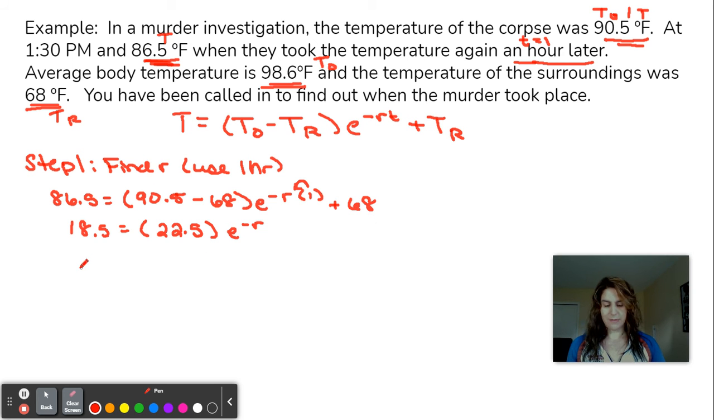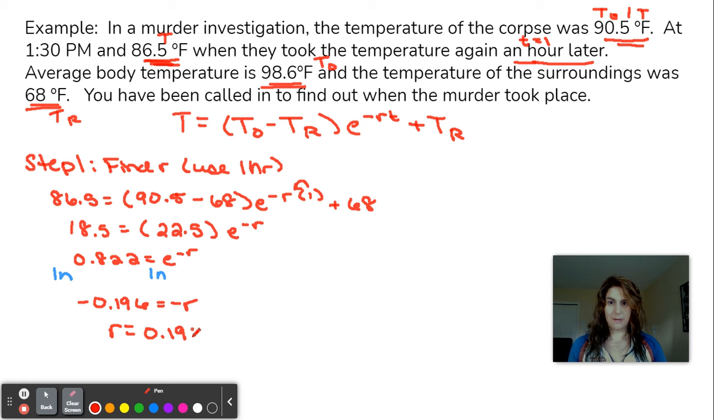So we'll divide. We get 0.822 equals e to the negative r. We'll take the ln of both sides. That gets us to be about negative 0.196 equals negative r. And now we know our r. So the cooling rate of this individual body was 0.196.